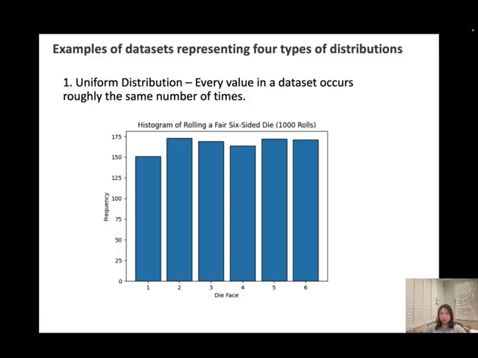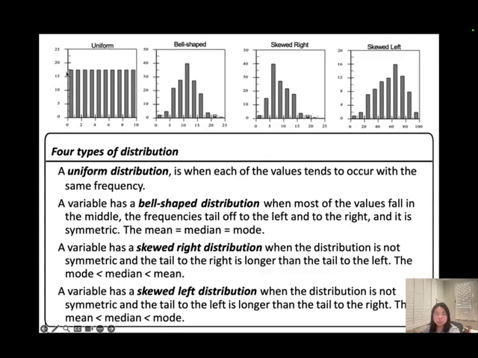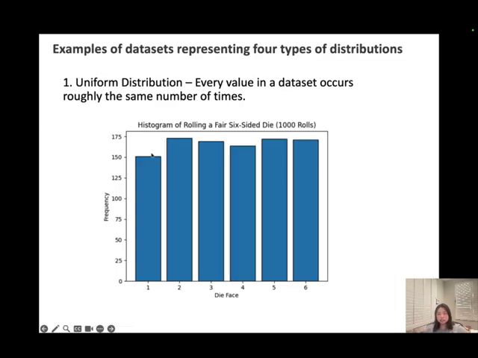Look at the example of these 4 types of distribution. Uniform distribution: every value in a data set occurs roughly the same number of times. So the previous one, you could see this is the perfect uniform distribution. They do have exactly the same frequency. Okay, this one is about the same, but we still consider this to be the uniform distribution.